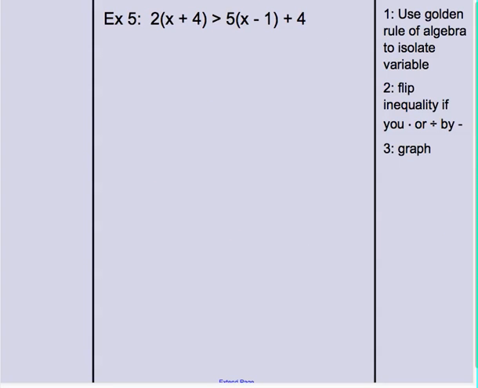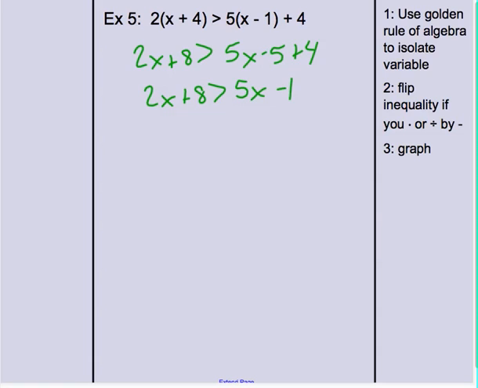All right, last example for this video. We are going to again start by distributing on both sides of the inequality symbol. On the right-hand side, we've got some like terms. The negative 5 plus 4 is negative 1.